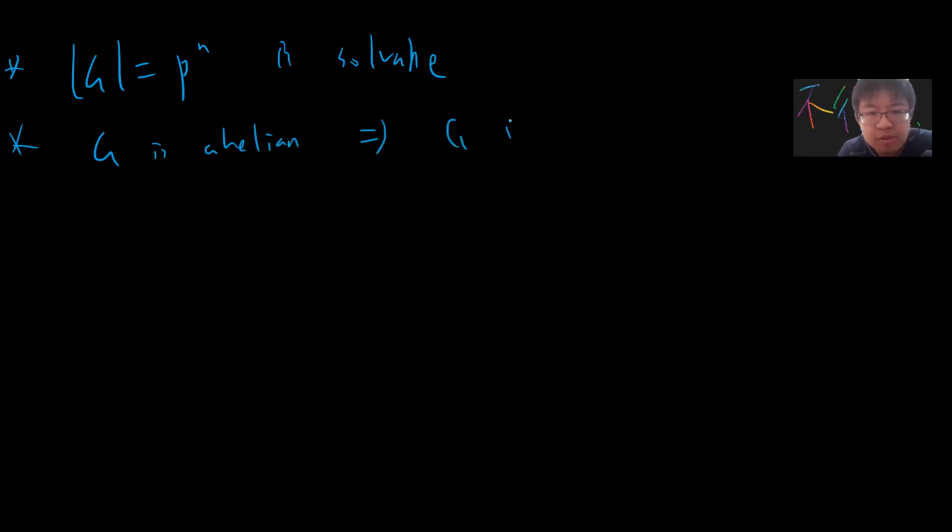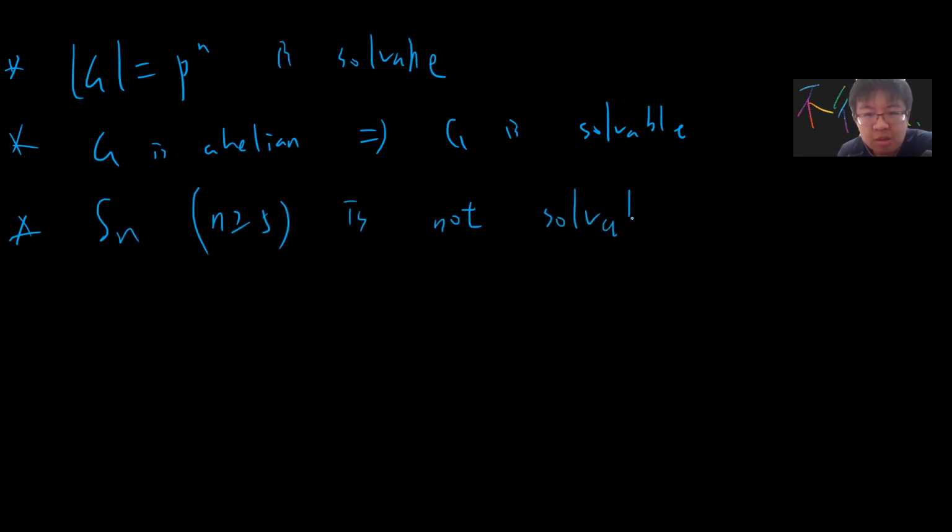Originally we proved that if G is Z_{p^n}, a prime power, then G is solvable, and if G is abelian, then G is solvable. And we proved that S_n for n greater than or equal to 5 is not solvable. So how about others? This is not a simple task.